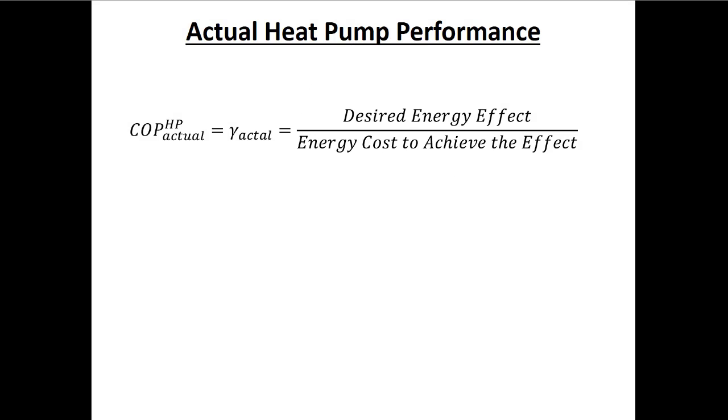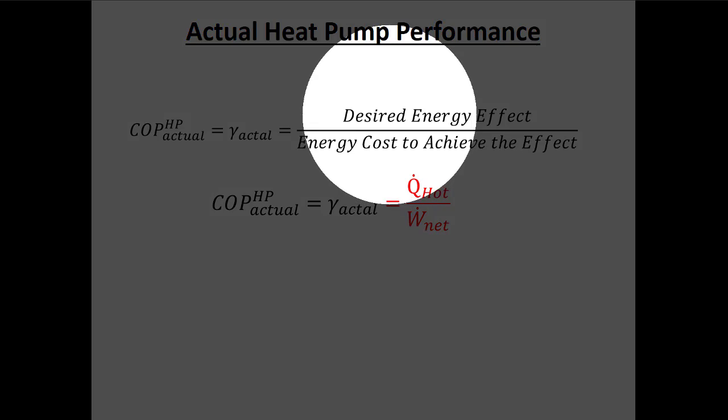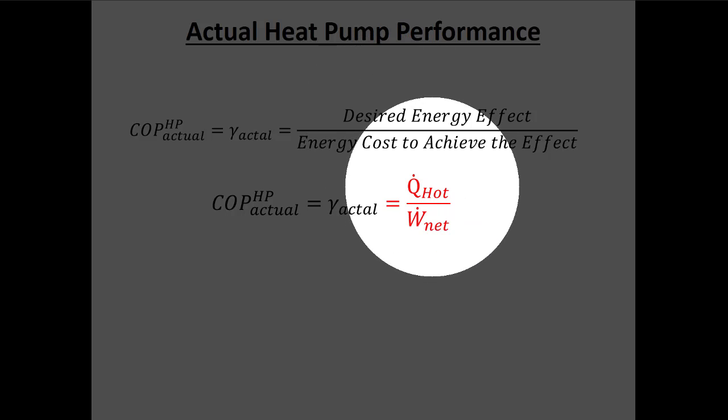But again, all of these coefficients, all of these ways that we're characterizing these different cycles, are going to be the energy benefit divided by the energy cost. So for the coefficient of performance for the heat pump, because we're sitting in the hot place, the energy benefit is the heat transfer that we add to the hot place.